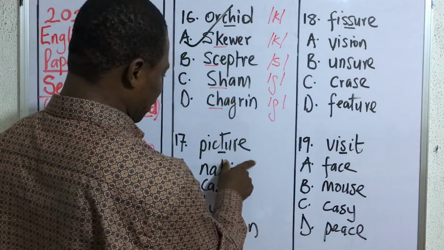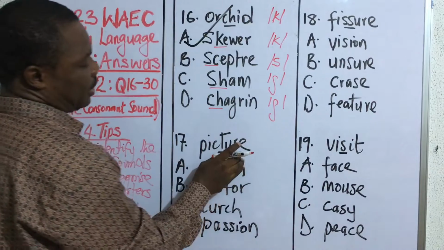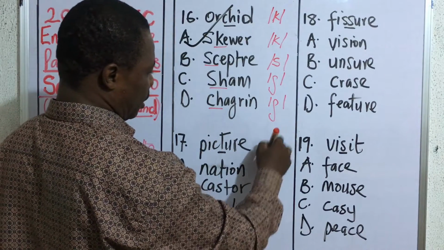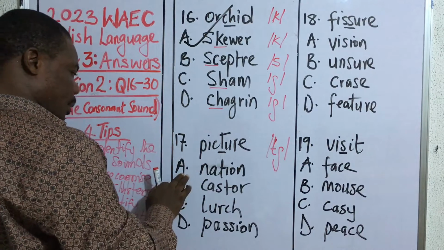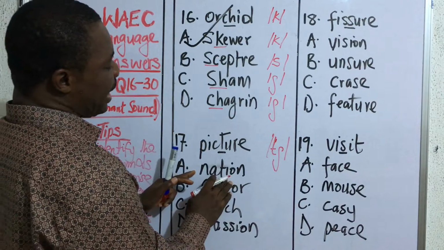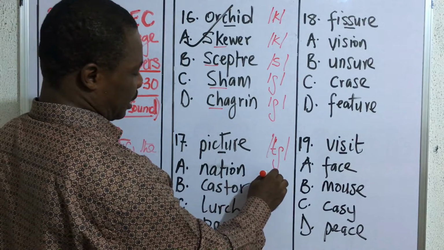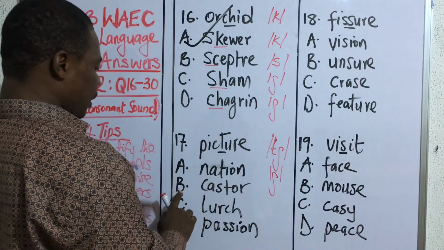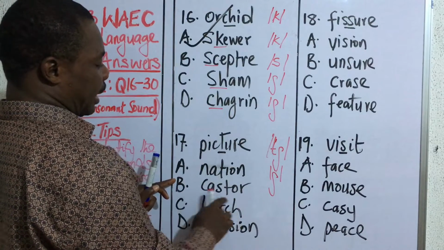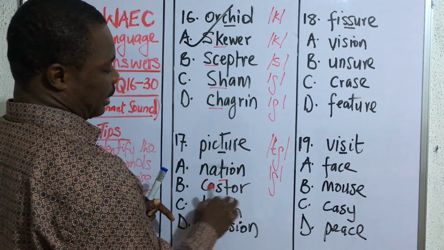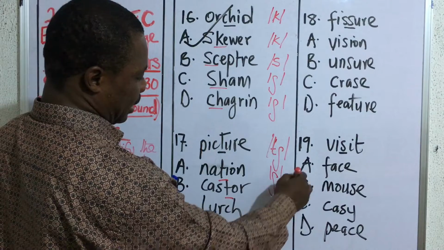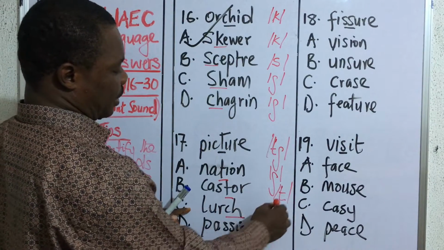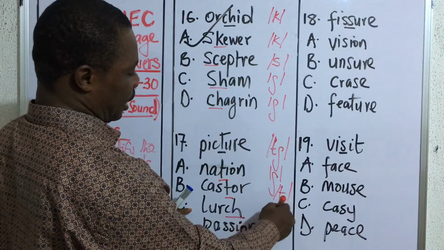Question 17. Picture. The sound that is underlined is represented by the symbol chi. Then for option A, you have nation. The sound that is represented here is sh. B, you have castor. The sound that is represented here is T. Then here you have lurch. The sound that's represented here is chi again.